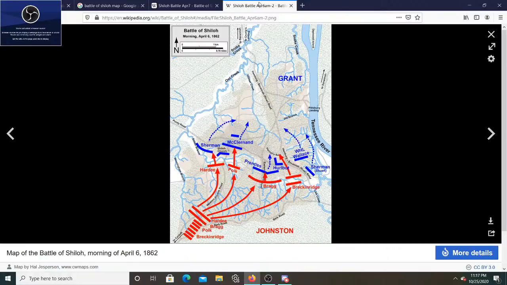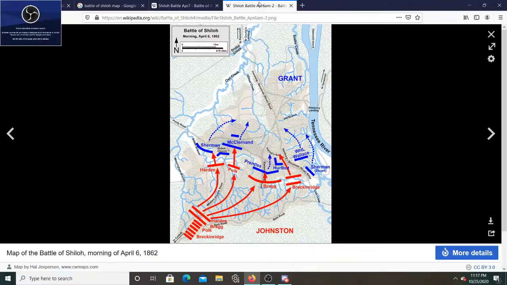The Union is caught out of position. You had officers like Sherman and Prentiss, who were the frontline division commanders, who were openly ignoring all the warnings of the Confederates nearby. So the Union Army was taken out of position. The men who woke up that morning towards the rear of the camp were not expecting a battle. The idea that the Confederates were nearby was simply a camp rumor.